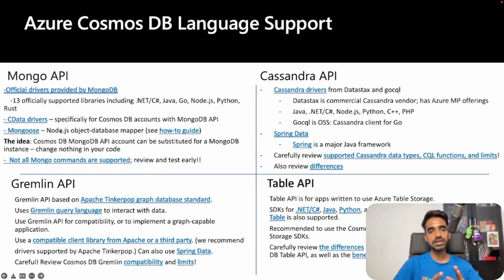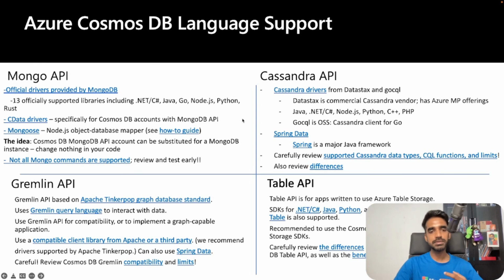Just to highlight two things here, you need to refer to the limitation documentation that we have for each API, and also review the differences whenever you are using specific commands. For example, if you are using native Mongo and have moved to Cosmos DB Mongo API, we have certain recommendations on how to write specific commands. Make sure to follow those limitations.